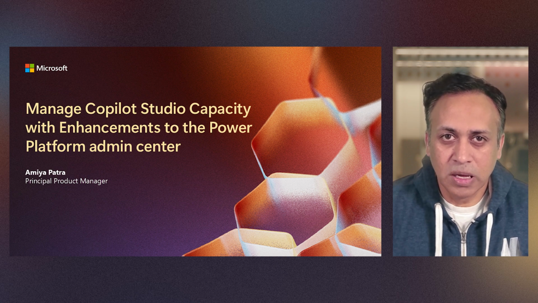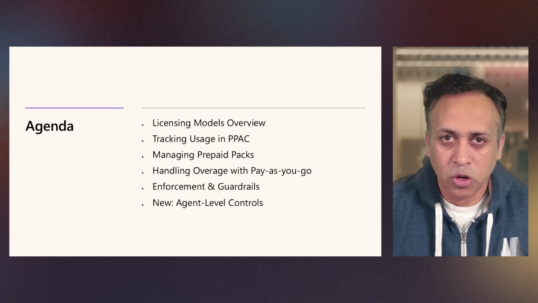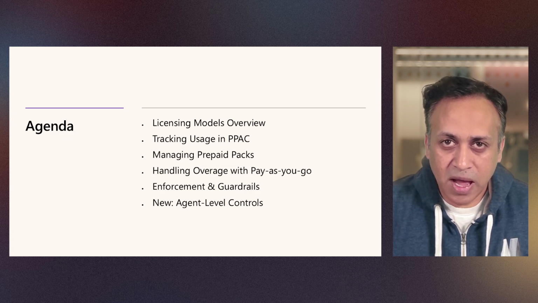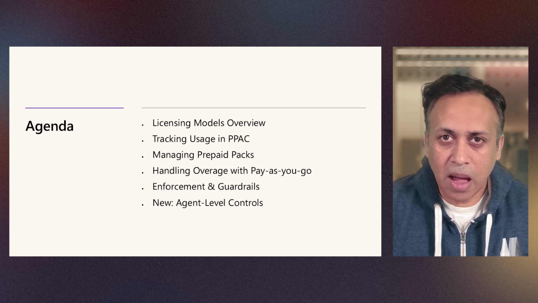Here is what we'll cover in the next few minutes. We'll start with a quick overview of licensing models supported for your Microsoft 365 Copilot Studio. Then walk you through how to track capacity usage in Power Platform Admin Center. Next, we'll look at managing prepaid license packs. We'll look at how to handle overage using pay-as-you-go and go over the enforcement guardrails which are in place. We'll wrap up with a look at the latest feature, agent level controls, for more granular governance.